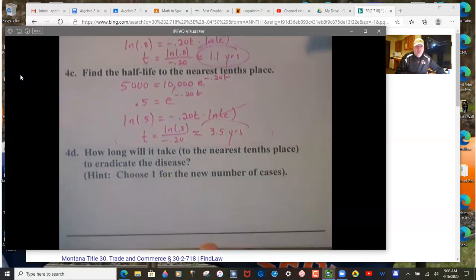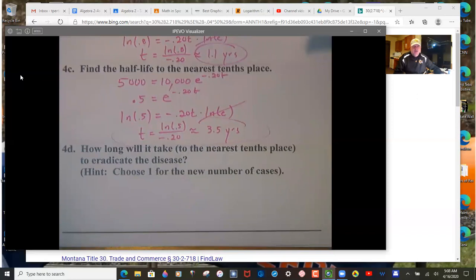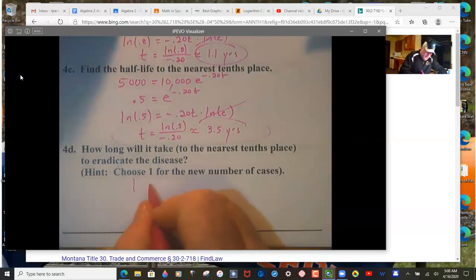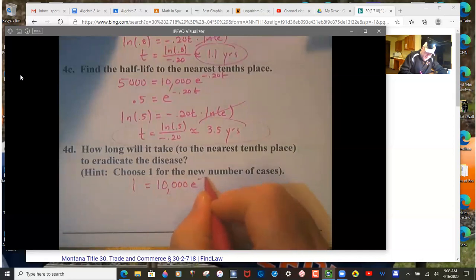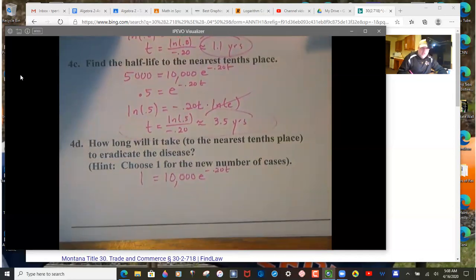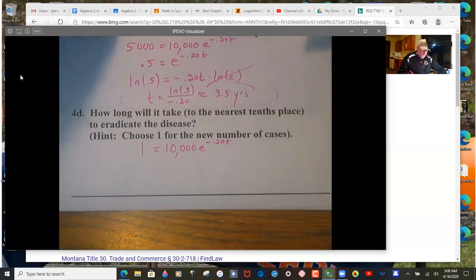Interesting question to end with. How long will it take to eradicate the disease? So you can't use 0, because if you use 0, you're going to get an error. You can't take log of 0. And there's reasons according to the definition of logarithms why that's true. I'm not going to talk about that right now. You've got to choose 1 and then just say your time has to be greater than it would take to get down to 1. Obviously, if just one person has it, you're really close to eradicating.